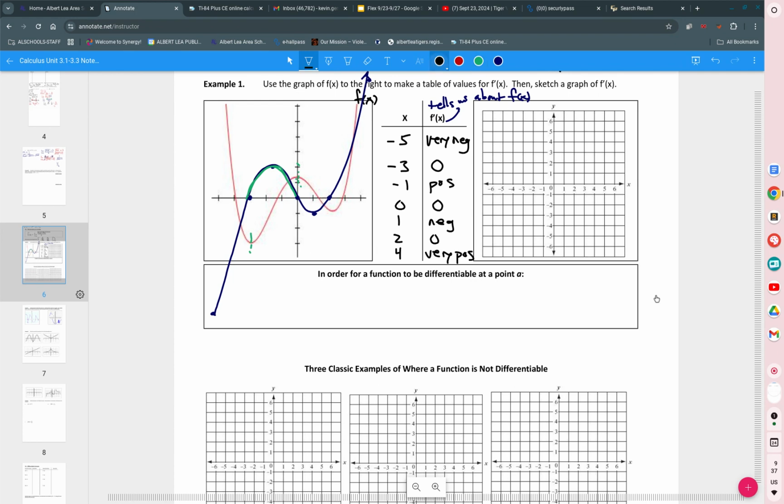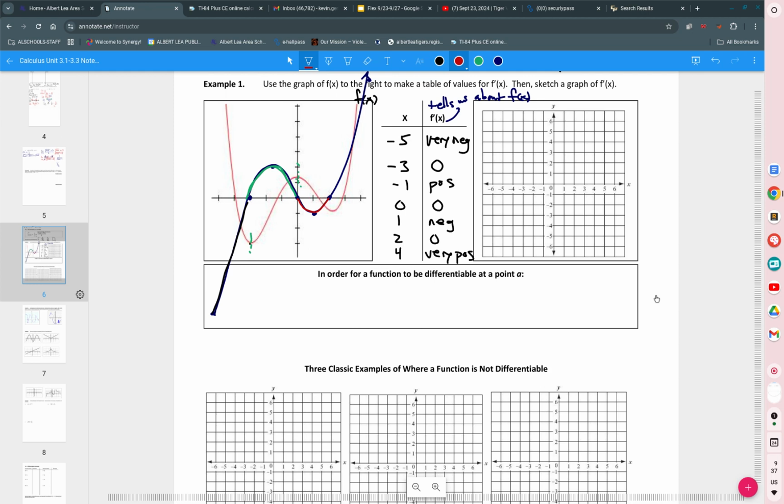Look at this section of the derivative right here. It is below the x-axis. That corresponds with this section of f, and it is headed down. Look at this section of the derivative here. It sits below the x-axis. It corresponds with this part of f. It is headed down. See that? Yeah. So f prime tells us very interesting information about the original function.